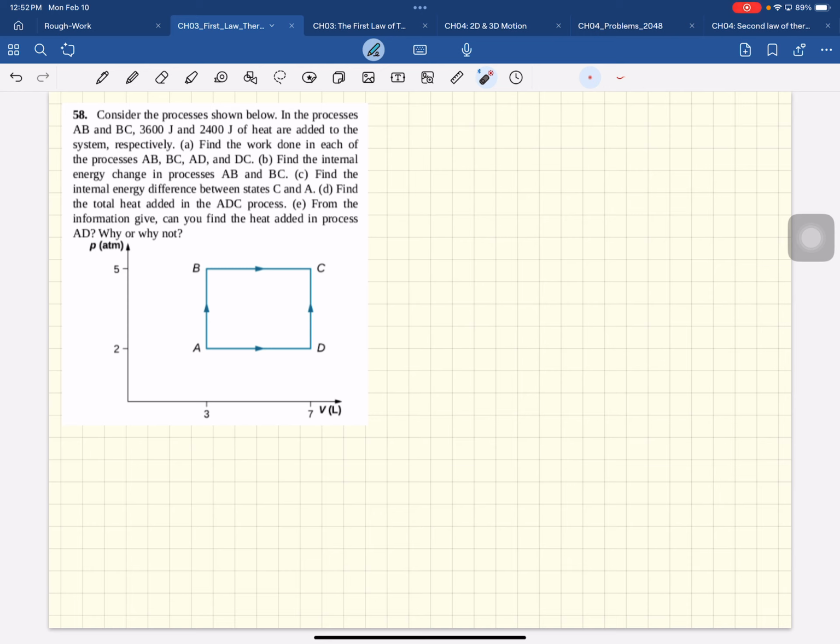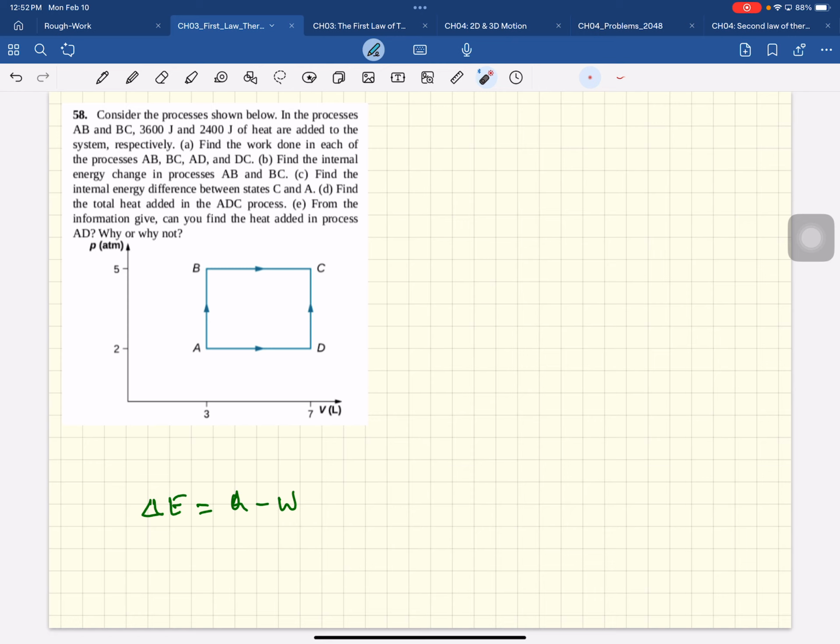Do you guys remember we said internal energy is a state function? What does that mean? Here's the first law of thermodynamics. E is the internal energy, and we said that internal energy is a state function. So the internal energy of this gas just depends on its state. It doesn't matter how it got here. It just depends on the state.